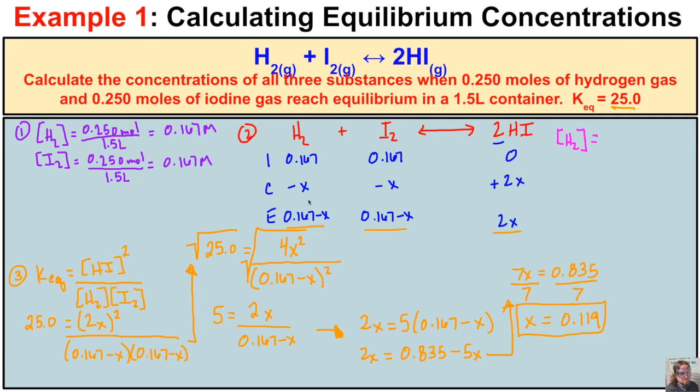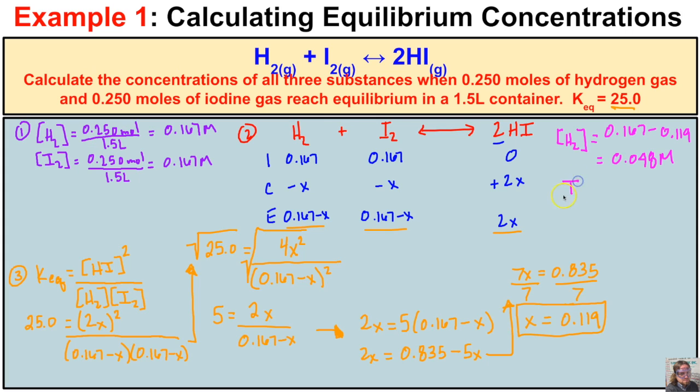0.167 minus x. So 0.167 minus 0.119. And we are going to end up with a concentration of 0.048. If you take a look, the equilibrium concentration of hydrogen gas is the exact same thing with our iodine gas.